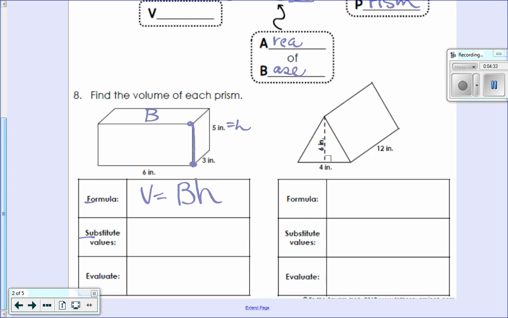So the area of the base is what? 6 times 3 is, good. Area of the base is 18. And our height is, good. And then our final answer is, good, 90 inches cubed. Make sure you include your units. That's important. It's not perimeter. It's not area. So that's very important. Okay? Yes, sir?